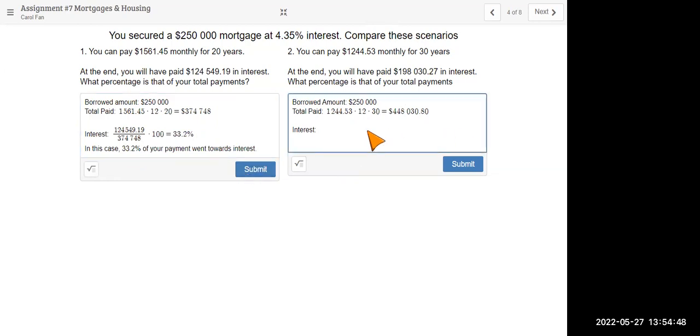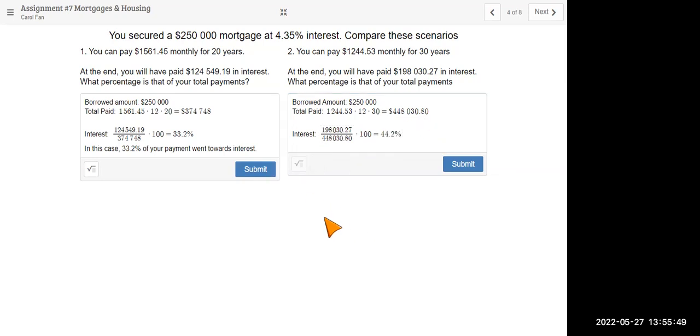Okay, the next one, how much interest was paid? 198,030.27 divided by 448,030.8. Okay, so 44.2%.